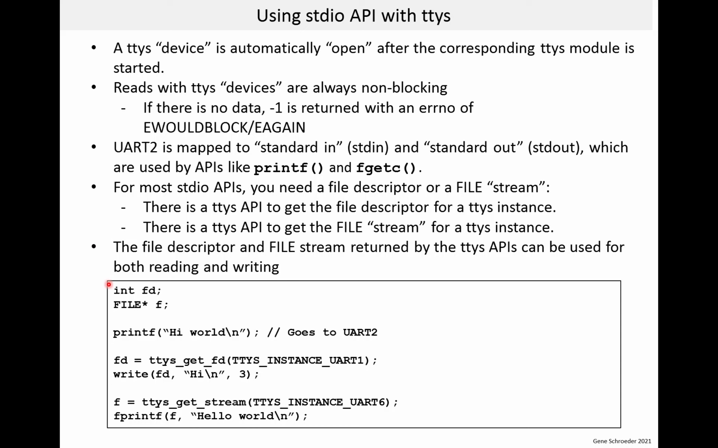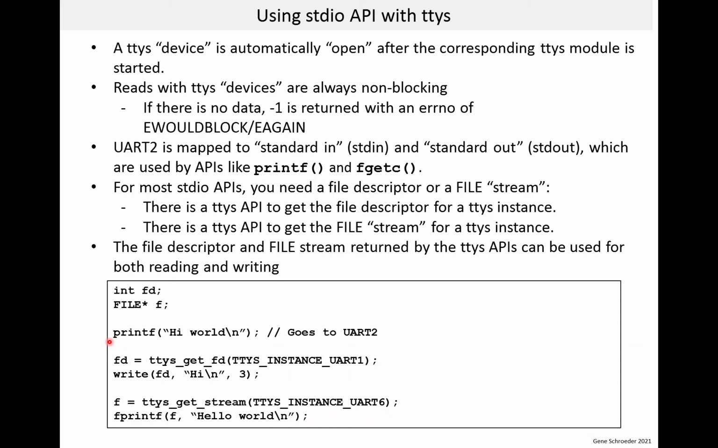So to try to make this a little more clear, here's a code snippet that shows how we use these APIs. As a word of caution, we don't do any error handling in this code. Anyhow, we first declare some variables, a file descriptor, which is an int, and a file stream, which is a pointer to a file. What I first do, just to show you, if you're doing printf, there's nothing extra you need to do. You can just do a printf, and it will go to UART2 because that's standard out.